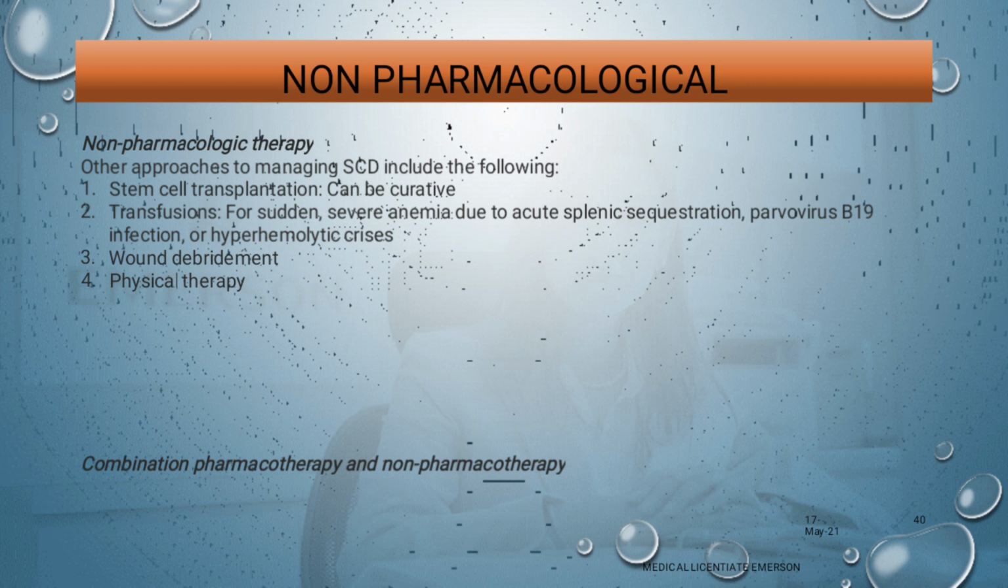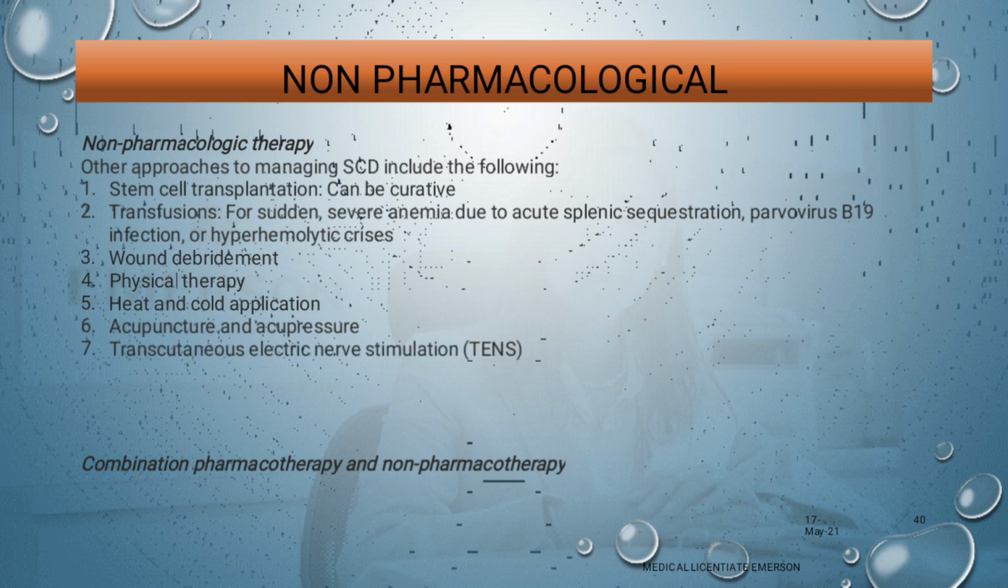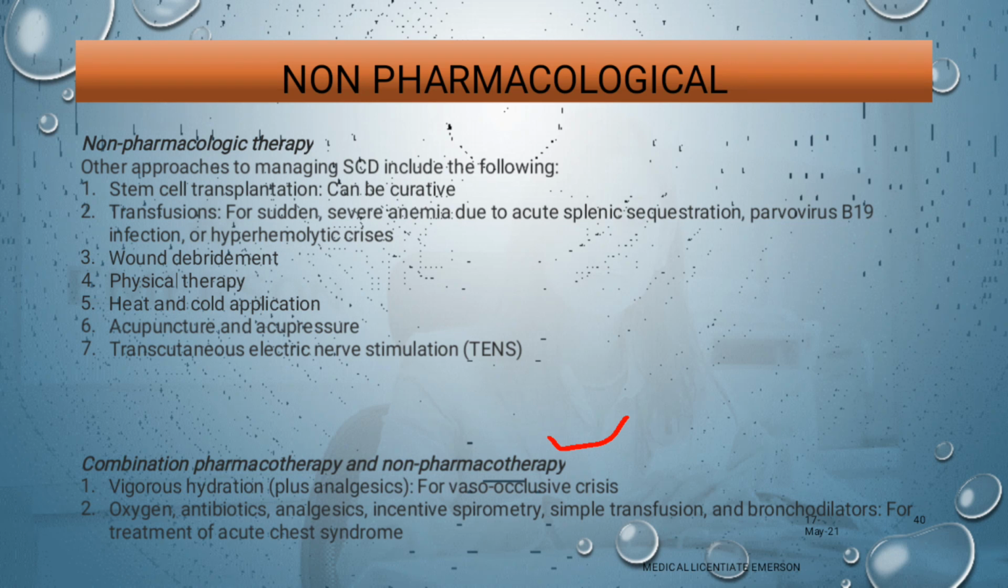Wound debridement, physical therapy, heat and cold application, acupuncture and acupressure, transcutaneous electric nerve stimulation, which is known as TENS. Then in terms of combination, we are now on combination of pharmacotherapy and non-pharmacotherapy. So of course, vigorous hydration plus analgesia for vaso-occlusive crisis. That's how you actually manage it. So vigorous hydration and analgesics. Then oxygen supplementation, antibiotics, analgesics, incentive spirometry, simple transfusion, and bronchodilators for treatment of acute chest syndrome.